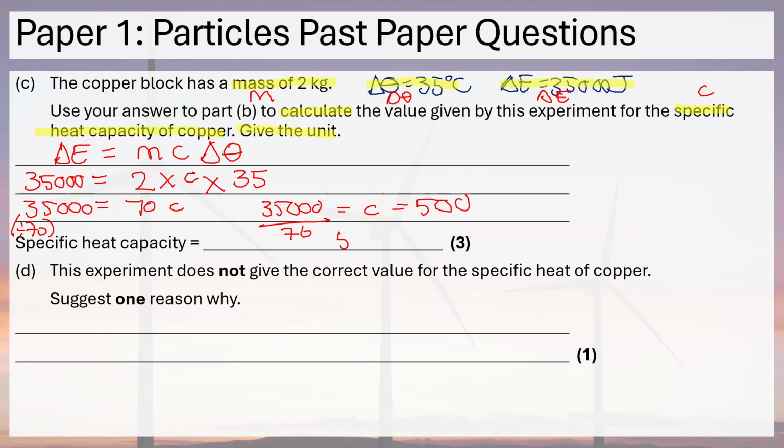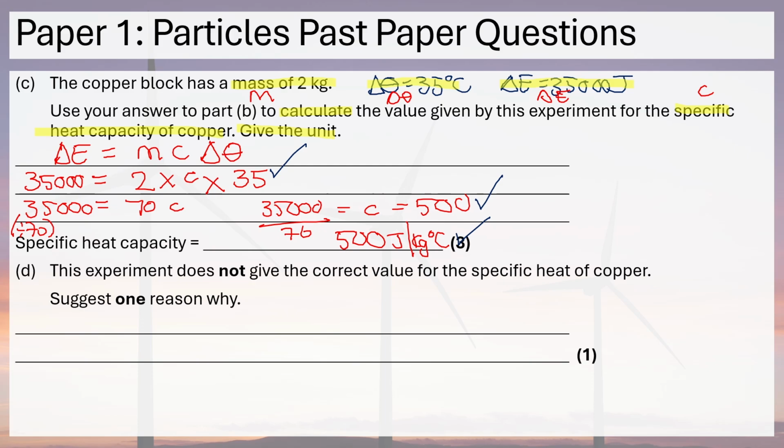So I've got 500 is my answer, but don't forget I've got to give the unit, which is going to be joules per kilogram degrees Celsius. And again, there's 3 marks here. I'm going to have 1 for substituting the numbers incorrectly. I'm going to get 1 for the correct answer and 1 for the correct unit. So again, making sure you've got that unit down there, even if you get the wrong answer, you do the maths wrong, you still get the unit mark.